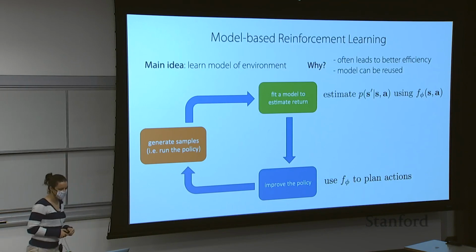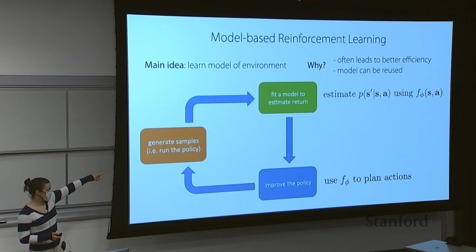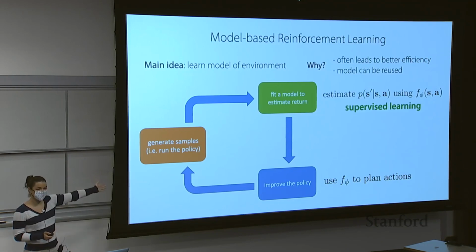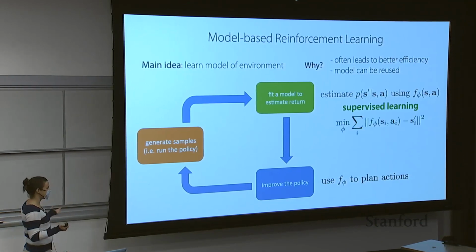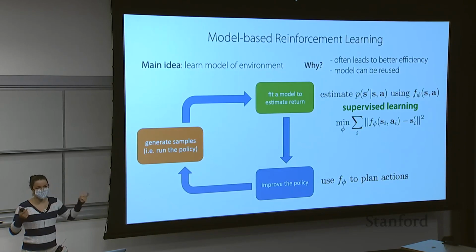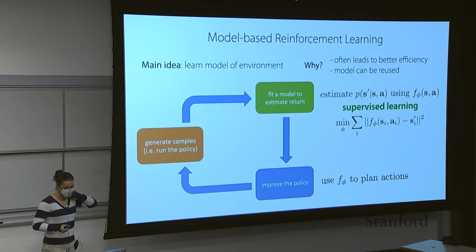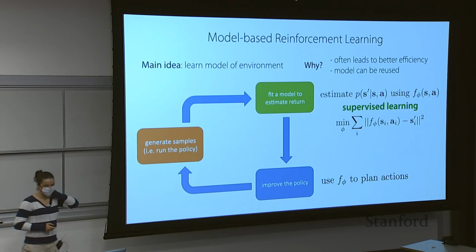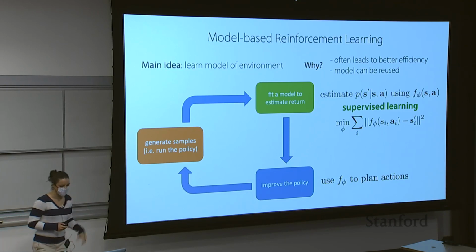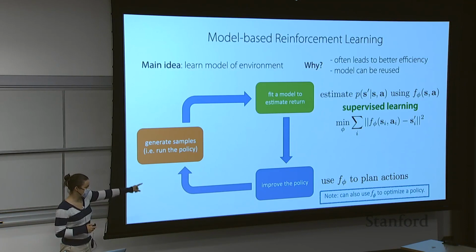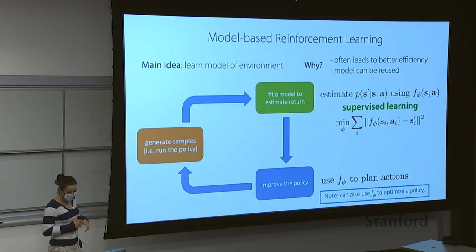And now one of the things that's nice about this is how do you go about learning this model? You can learn it just with supervised learning, where, for example, you're trying to minimize something like the mean squared error between your model's predictions and the true next state. And supervised learning is pretty nice. You know how to do it pretty well. Okay, cool. And like I mentioned, you can also use it to optimize a policy.